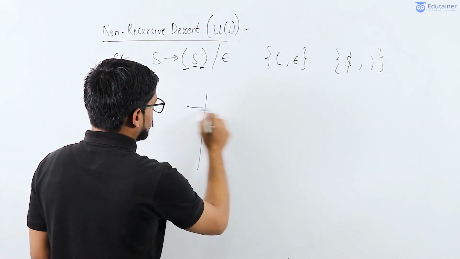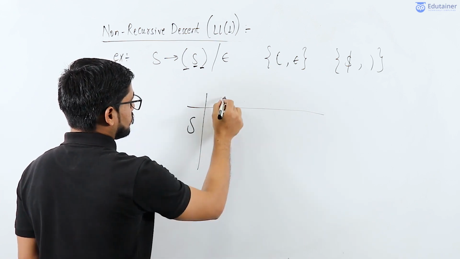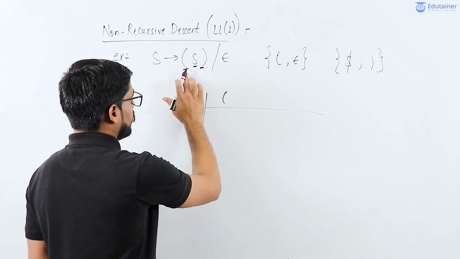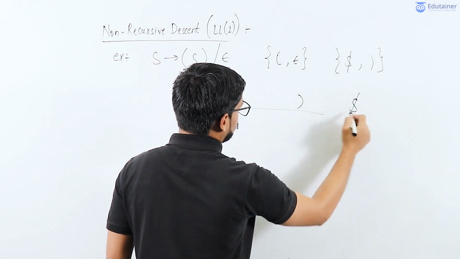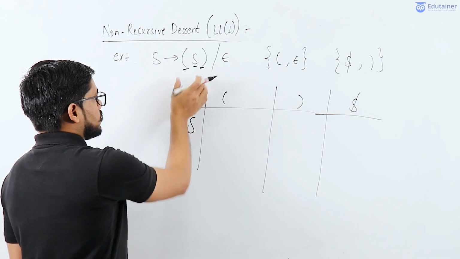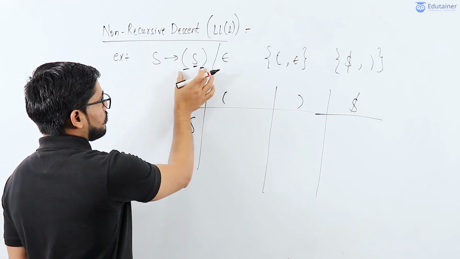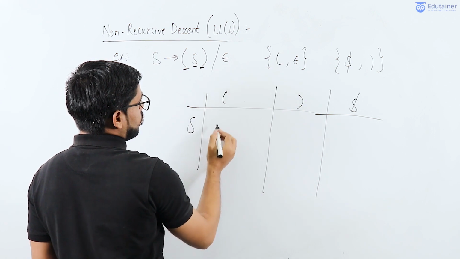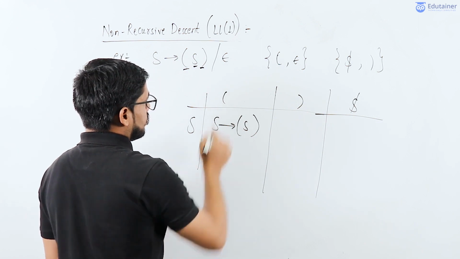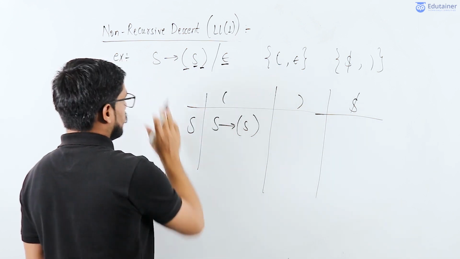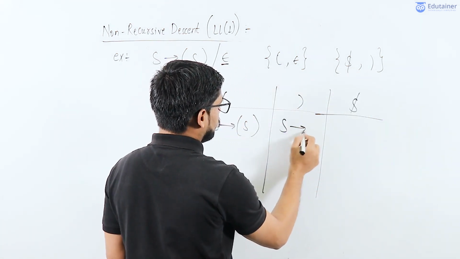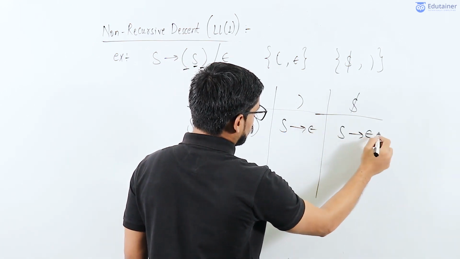Now let's construct the LL1 parsing table for this grammar. There are three terminals present here. First is the open bracket, then the closed bracket, and then dollar. This production will be placed in the first of S. First of S is the open bracket. So S derives open bracket S and closed bracket. And the epsilon production will be placed in the follow of S. Follow of S is nothing but dollar and closed bracket. So S will derive epsilon here and S will derive epsilon here.